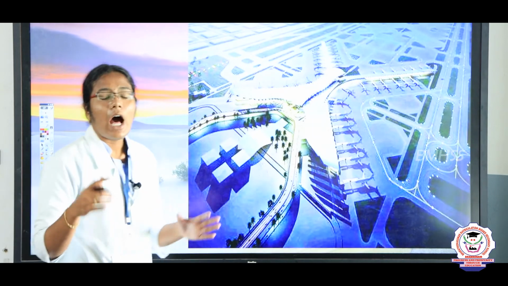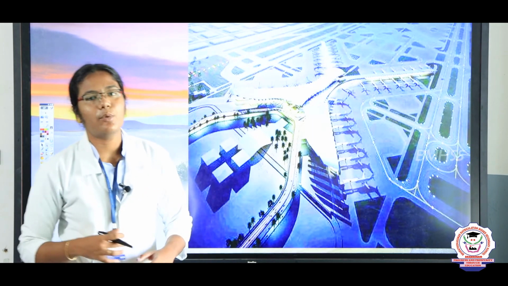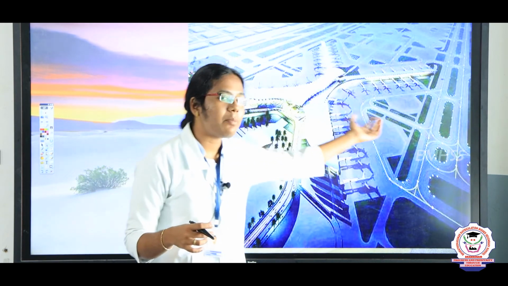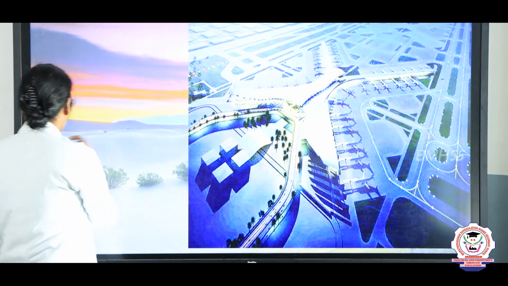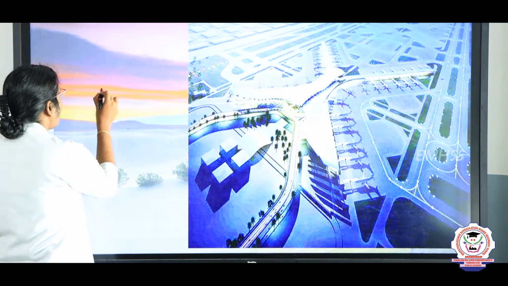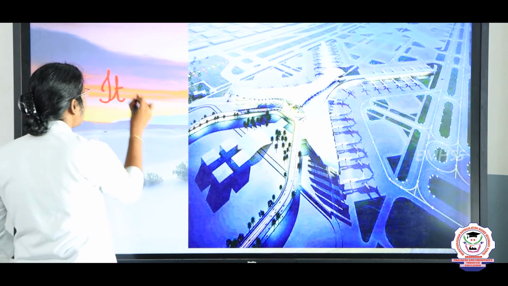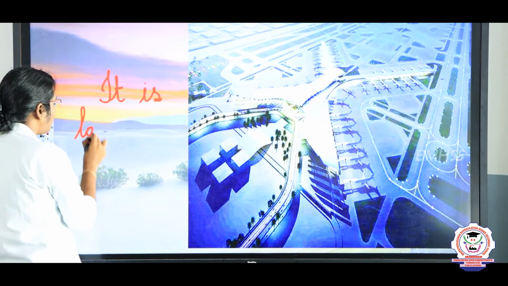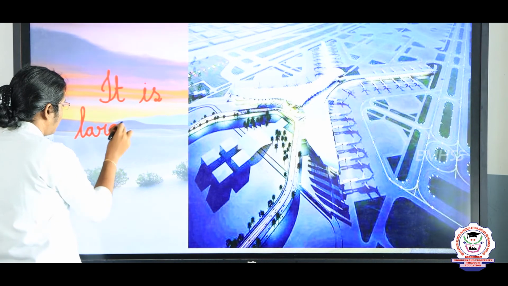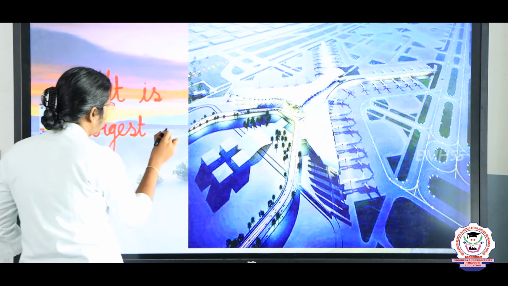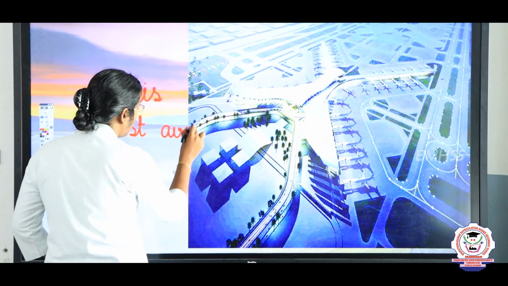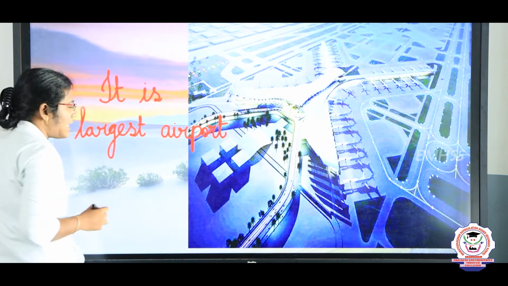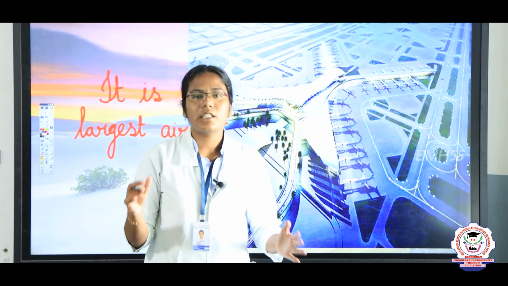Next we will see King Abdul Aziz International Airport. That is another famous thing here. King Abdul Aziz International Airport is the largest airport which is present in Saudi Arabia.